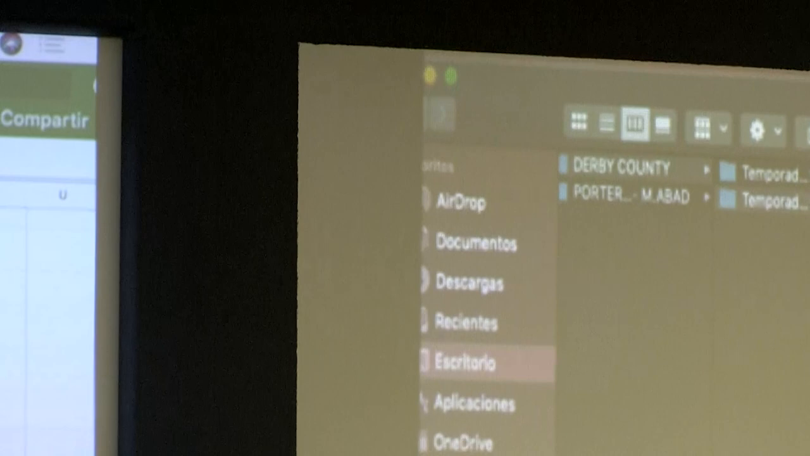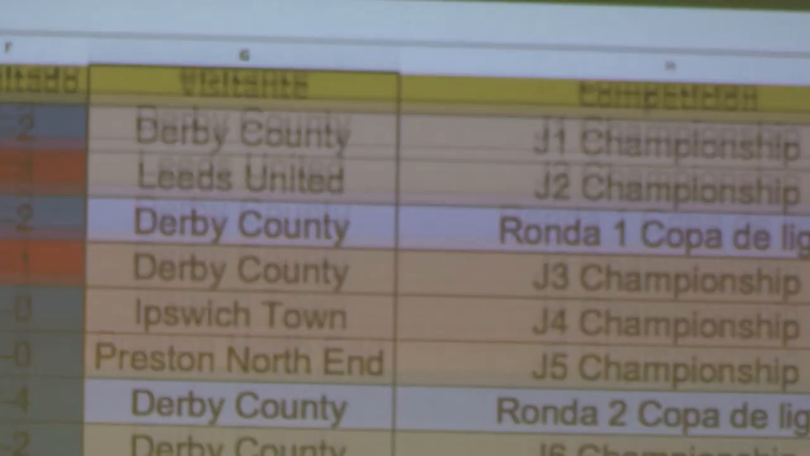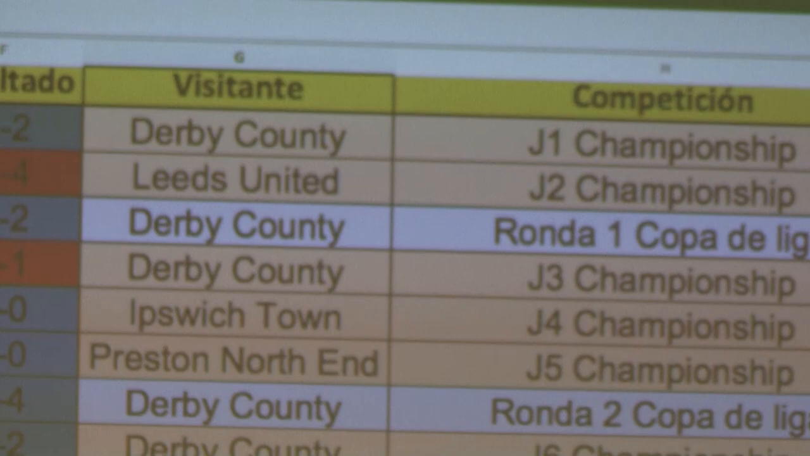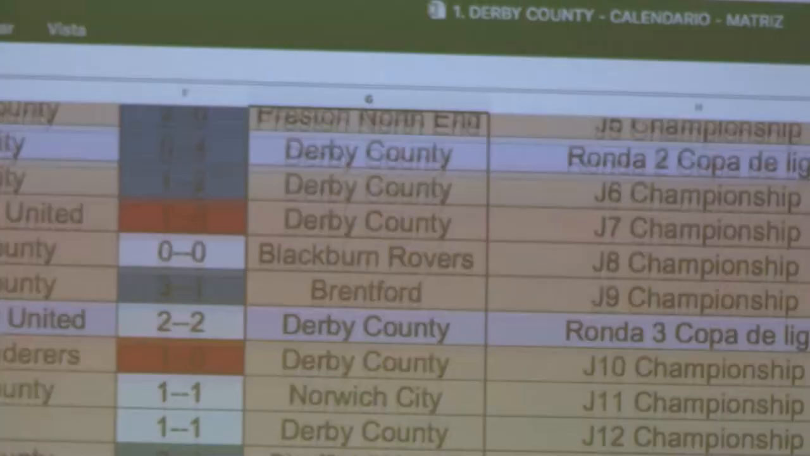And when we watch this document, we see the cycles. Because the colors allow us to know in a few seconds if they are in a positive cycle or a negative one.